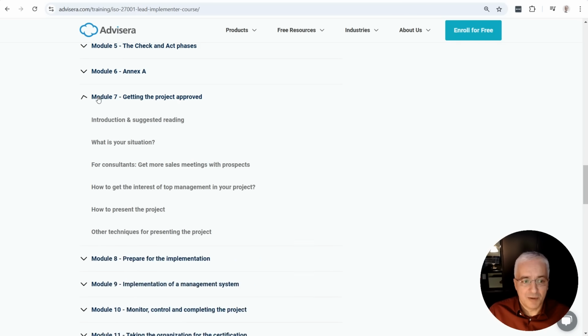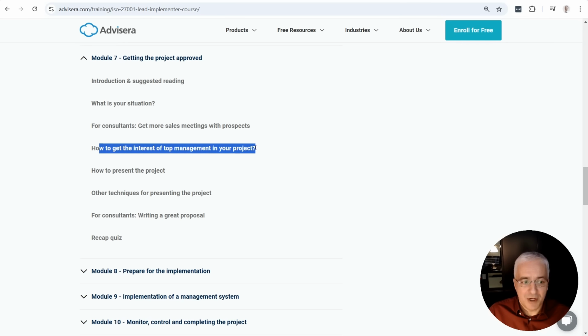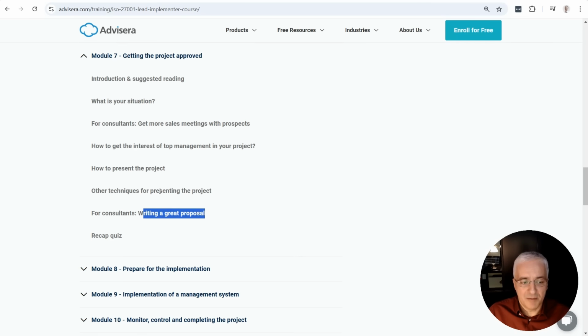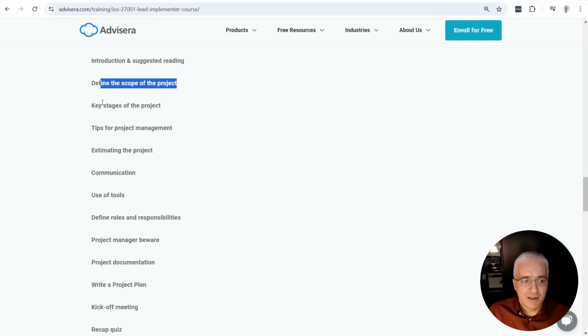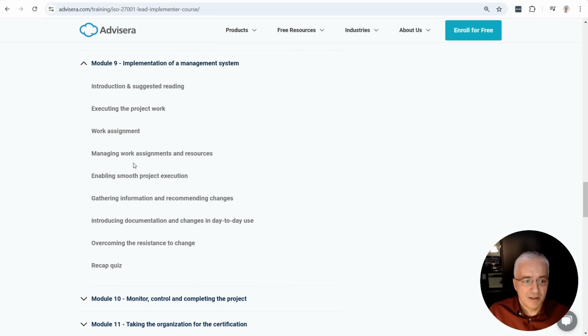First, how to get your project approved. For consultants, that means getting more sales and meetings with prospects, how to get the interest of top management, how to present your project, other techniques for presenting the project, and writing a great proposal for the client. Then preparing for the implementation: defining the scope, key stages, tips for project management, estimating the project, communication, use of project management tools, roles and responsibilities, what you have to be aware of as a project manager, which kind of documentation you need, writing a project plan, and doing the kickoff meeting. And then module 9 is about the implementation.